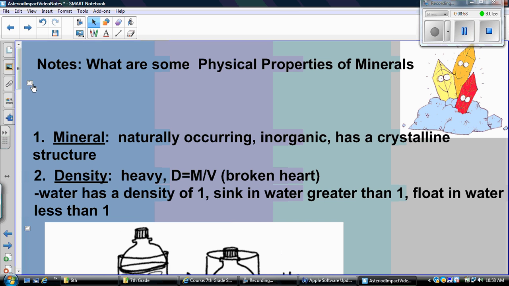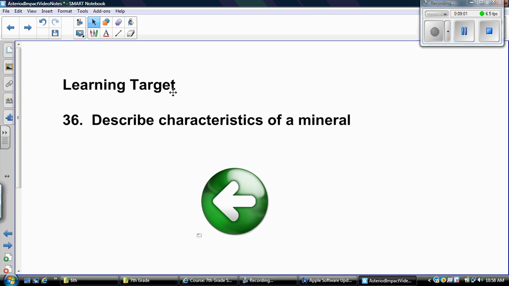Okay, so you're going to get a lot of practice with using the properties of a mineral. And you're going to be able to classify a mineral based on those properties. So that is target 36.